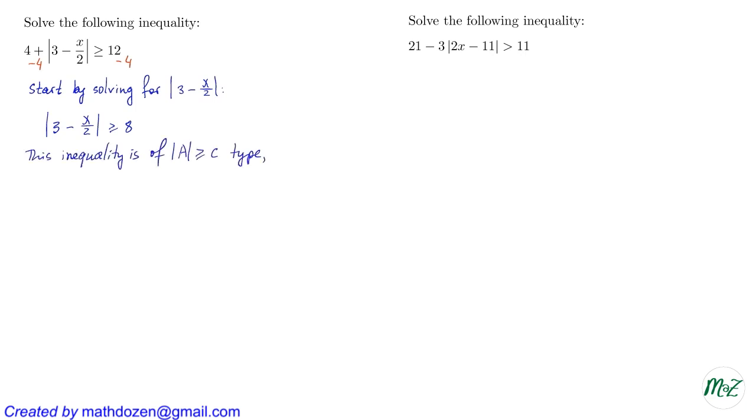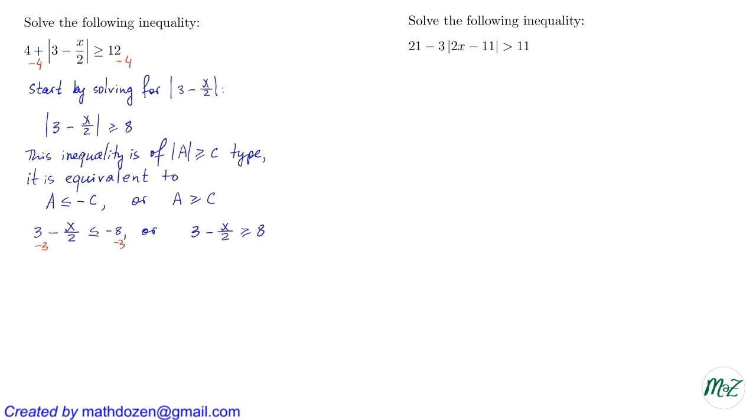So this is an inequality of the type absolute value being greater or equal than a constant. It's going to be equivalent to two separate inequalities. So either the content of the absolute value is less or equal than negative constant, or the content of the absolute value is greater or equal than the constant. So in our case, we end up with 3 minus x over 2 being less or equal than negative 8, or 3 minus x over 2 being greater or equal than 8. And so we're going to start solving each of those independently.